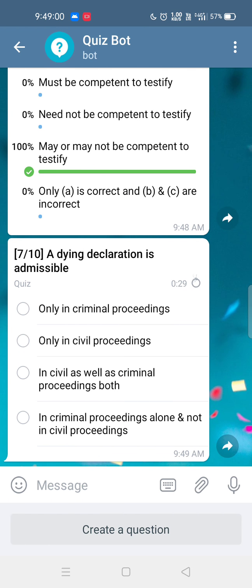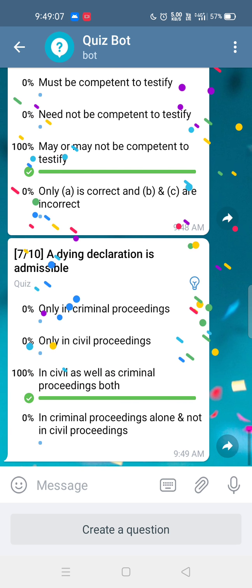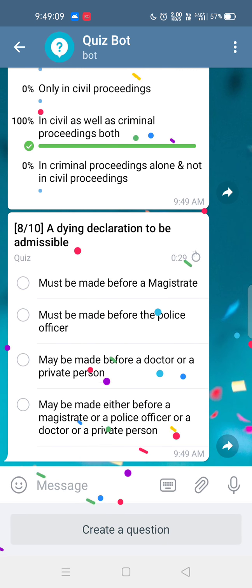A dying declaration is admissible only in criminal proceedings or only in civil proceedings or in civil as well as criminal proceedings, both. Option number C. A dying declaration to be admissible must be made before a magistrate, must be made before the police officer, may be made before a doctor or a private person, or option number D, may be made either before a magistrate or a police officer or a doctor or a private person.